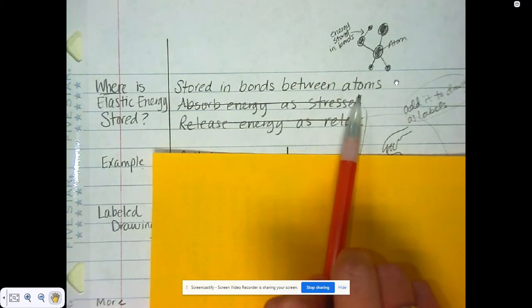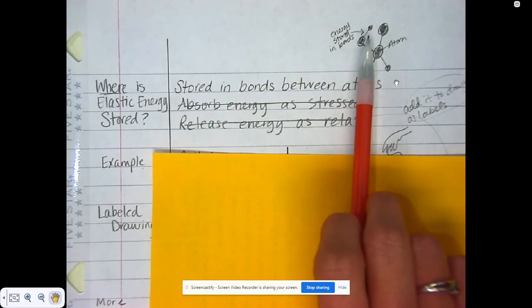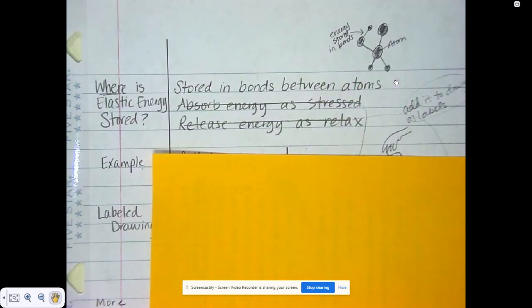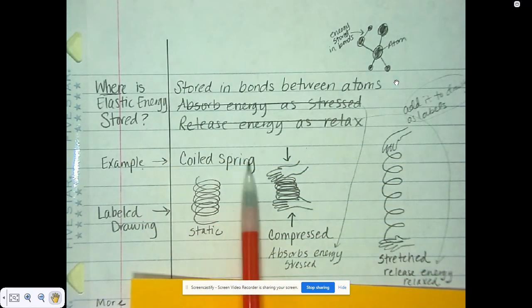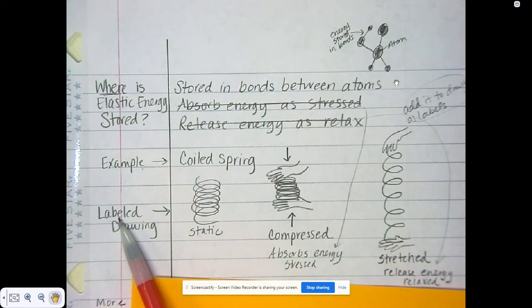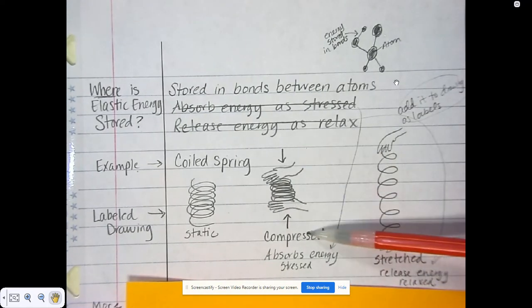That's where it's stored. I did draw my pictures right here again, but again, I had it on my other drawing, so that's okay. They mentioned an example, so I'm going to draw my example. They said a coiled spring. Notice again, I am labeling my drawing. I'm not just drawing the spring. So I draw the spring. They mentioned it was static. It was not compressed. It's not stretched. It's just kind of sitting there. This one is compressed. I write down the captions.